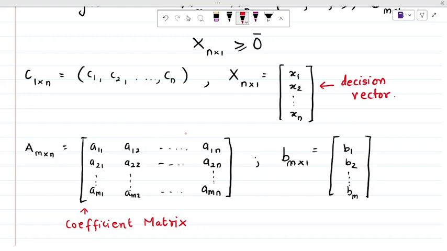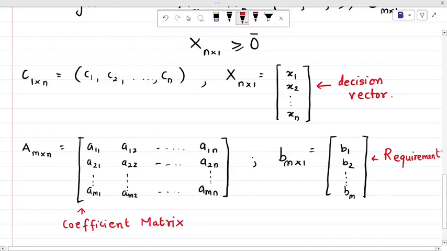Then B is the constraint matrix that you put, like all the condition restrictions, or they are also called the requirements. So how much is the limitation for that particular constraint you have in your LPP. So what you do here, you call this B matrix the requirement vector.